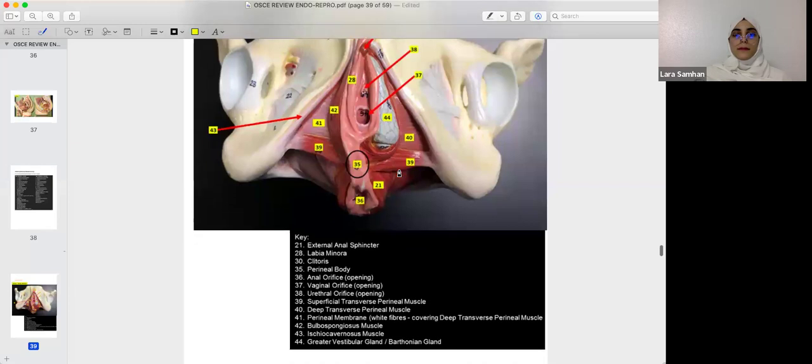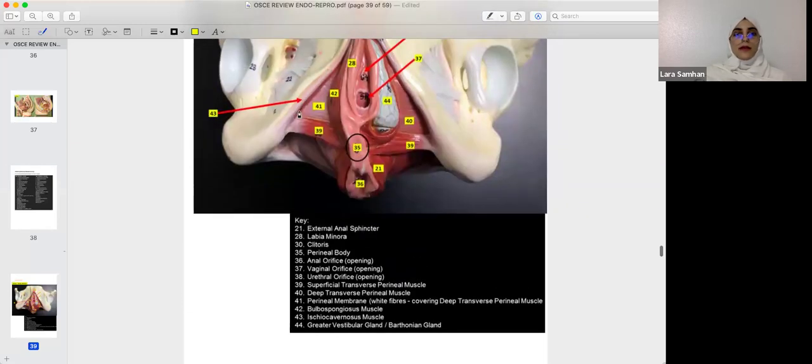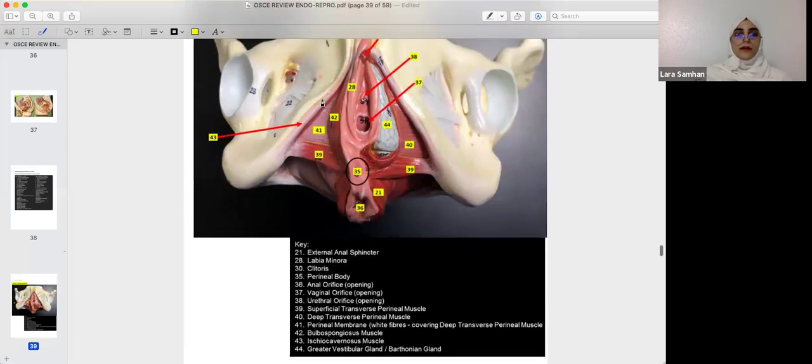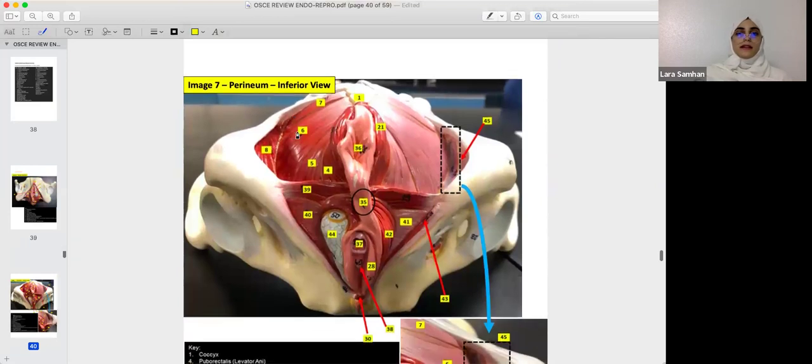Okay, perfect. Just for the sake of mentioning, number 43 is the ischial cavernous muscle, which comes bilaterally from this side as well as from this side. Why is it called ischial? Because it's connected all the way to the ischium bone, the ischial cavernous muscle. So this is why it's named ischial. Okay, perfect. This is almost exactly the same, but it's another view.